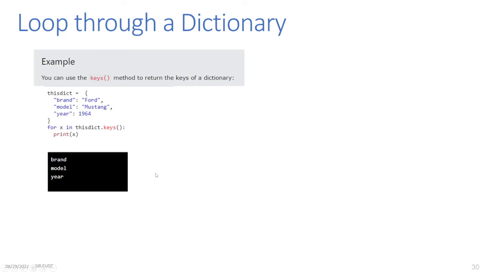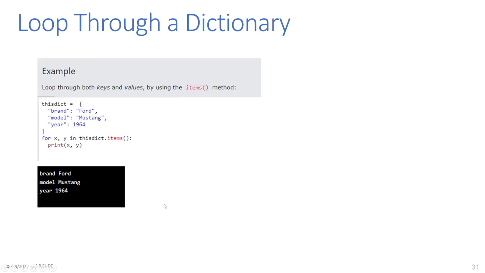Loop through a dictionary. If you want to print the keys, there is another method. So we have our dictionary, for X in this dot keys. So X here contains the keys. If you print X, then you get brand, model, and year.